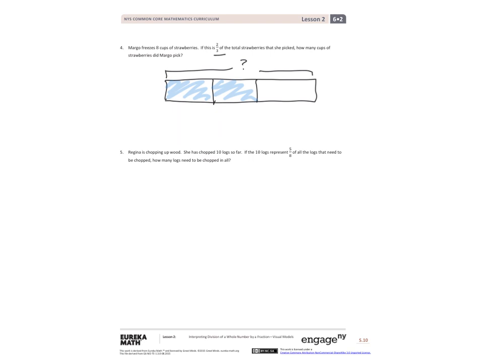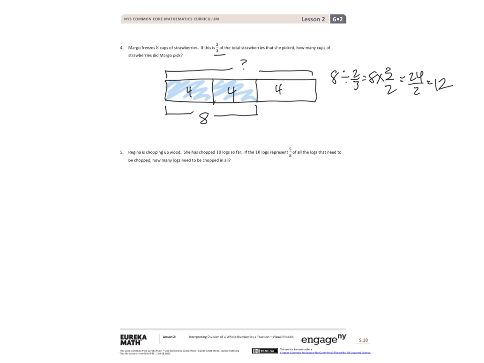And so they said that this was the 8 cups. So 3/3 is the whole thing, 2/3 is what we know, 8 cups of strawberries. So that means this is 4 and this is 4. So if they're equal, here's another 4. Now I'm going to just figure it out mathematically. I'm going to go with 8 divided by 2/3, which is 8 times 3/2, which is 24 over 2, which is 12.